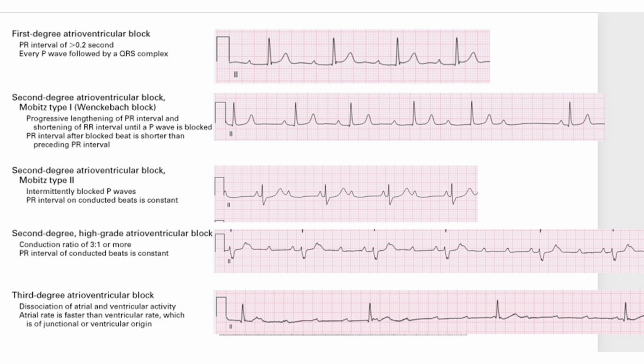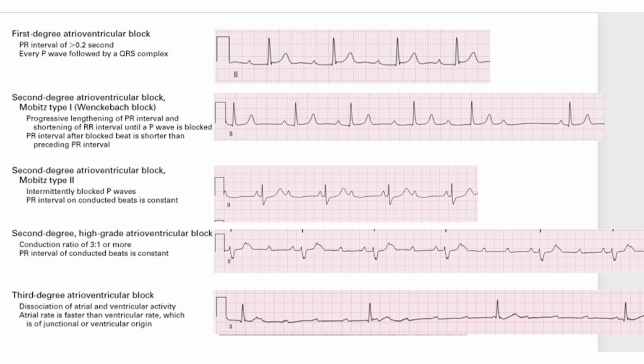The fourth strip is second degree or high grade AV block. The conduction ratio in this instance is 3:1, but in high grade AV blocks the conduction ratio is 3:1 or more. The PR interval of the conducted beat is constant. In this strip, which is the fourth strip from top, there are two P waves before the QRS, and the third one is buried in the preceding T wave.